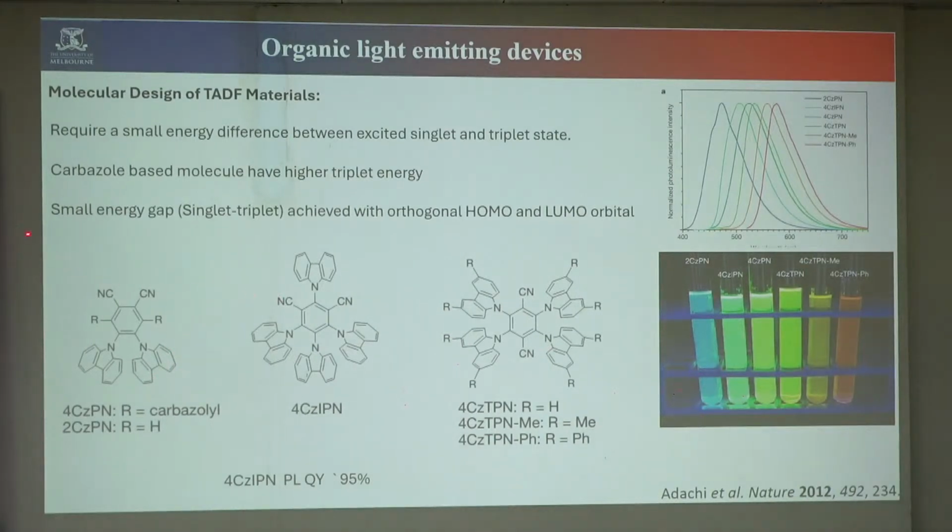And also, whatever energy gap we are getting, the HOMO level and LUMO level should be orthogonal, okay. In other cases we make it all planar, but here it is orthogonal. That makes the triplet-singlet energy gap very small.